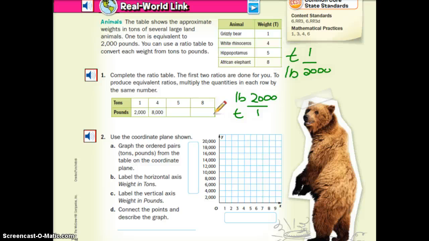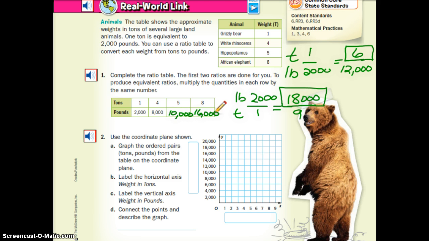So in our table, if we know 1 ton is 2,000 pounds, 4 is 8,000, 5 would be 10,000, and 8 would be 16,000. So I could solve any problem. In this case, if I said 12,000 pounds, 2 goes into 12,000 6 times. 1 times 6 is 6, so we know that's 6 tons. And then if I want the reverse, if I were to say 9 tons, I would multiply that times 2,000 and I would get 18,000. So again, my proportion helps me, but the label is the most important.